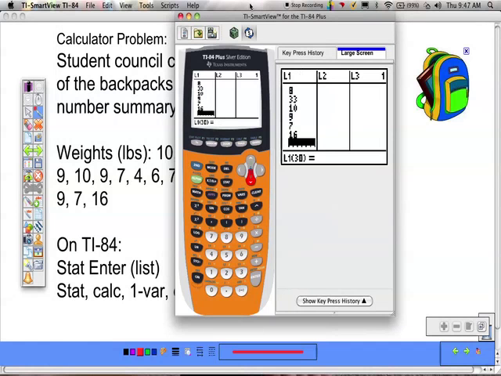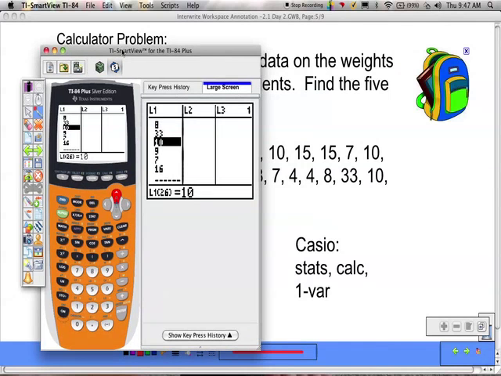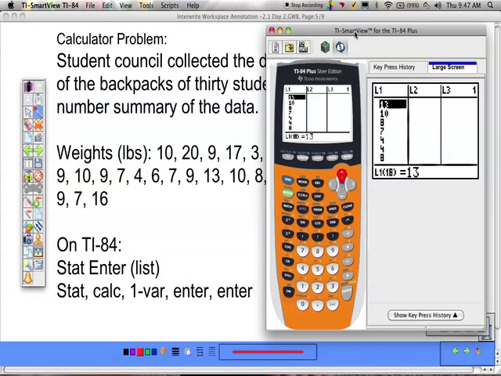So 16, 7, 9, 10, 33, 8, 4, 4, 7, 8, 10, 13, 9, 7, 6. Oh, I'm missing a 6. So I'll just enter the 6 in at the end. Okay. So now I have 30 numbers in.